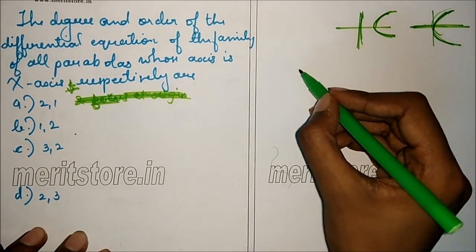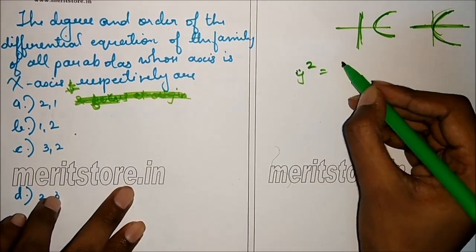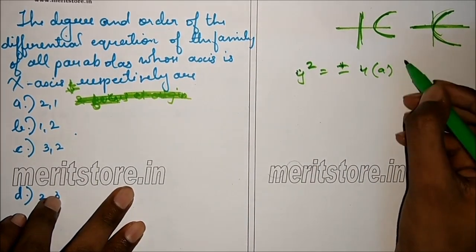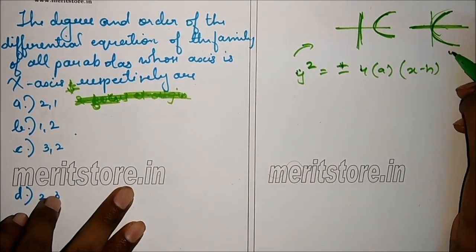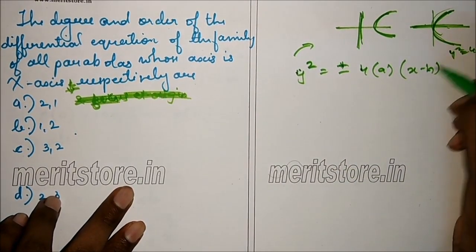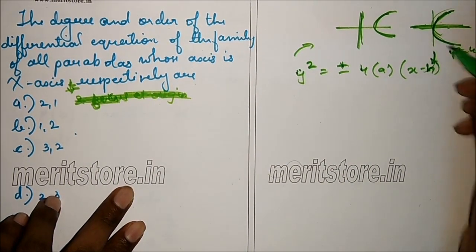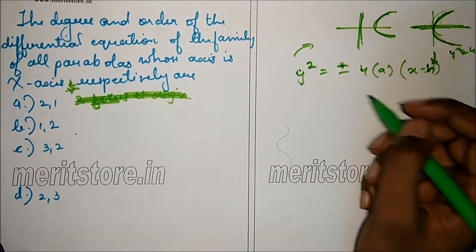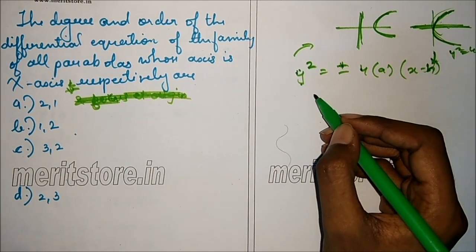like this. So the general equation will be y square equals plus or minus 4 into a into x minus h. For this one, it is y square equals 4ax, where h is 0. So this is also a part of this equation. So the general form is y square equals plus or minus 4a into x minus h. So we got the general equation, that is the main solution equation.